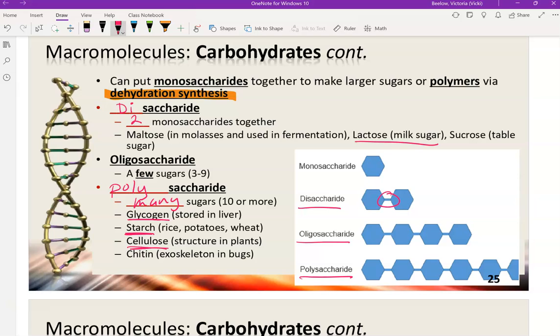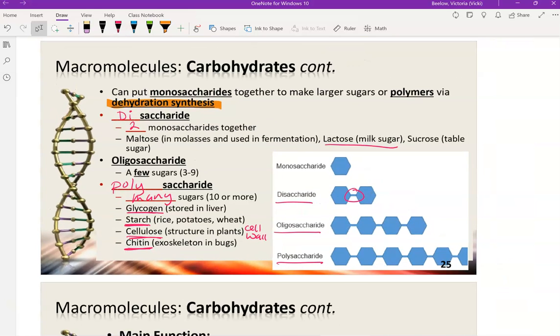Cellulose, this is a structure in plants. It's actually what makes up their cell wall. Remember, all cells have a cell membrane, but not all cells have a cell wall. So cellulose is actually a carbohydrate that makes up the cell wall in plant cells. And then there's also chitin, that's how you say it. And that's the exoskeleton in bugs. If you've ever stepped on a bug and heard that crunch sound, that's the sound of the chitin.